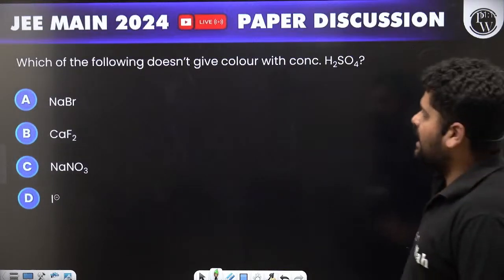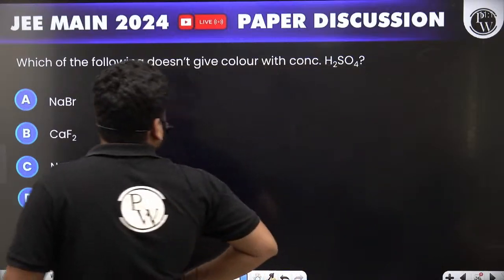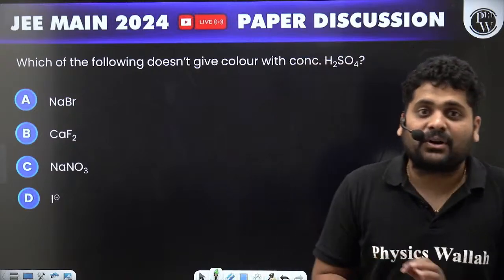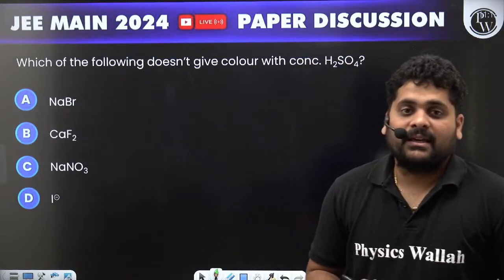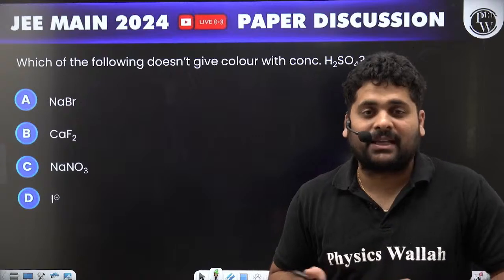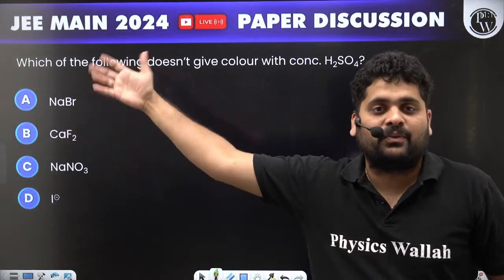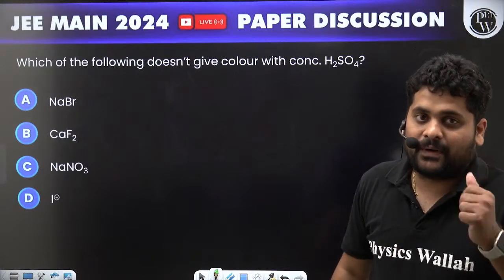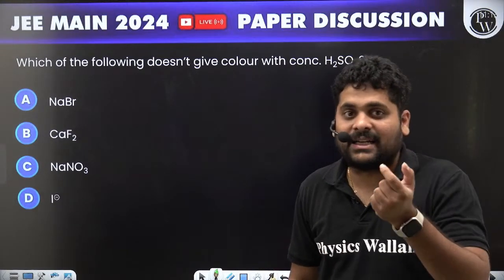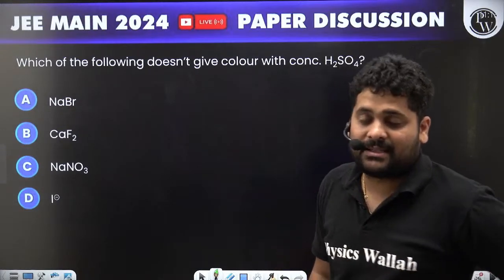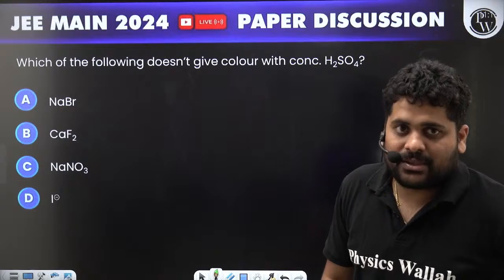Which of the following does not give color with concentrated H2SO4? See, this is from salt analysis chapter. Okay. Now, what we have learned in salt analysis, there would be different groups, group 1, group 2, group 3, group 4, etc. and so on. In group 1, we have tests for dilute HCl and dilute H2SO4. Group 2, we have tests for concentrated HCl or concentrated H2SO4, right?